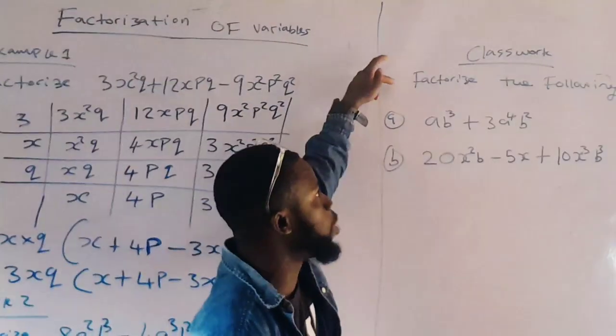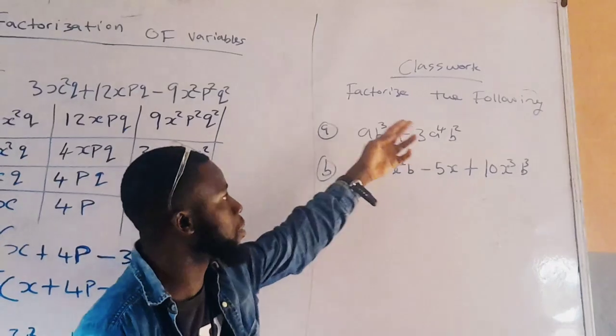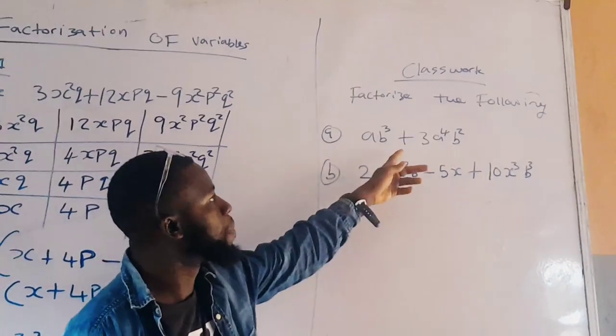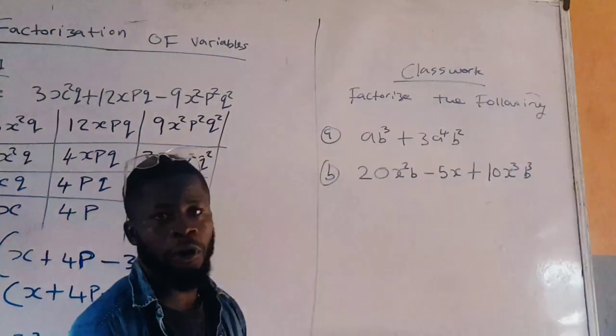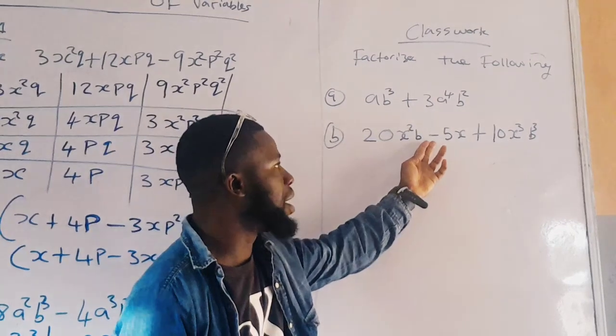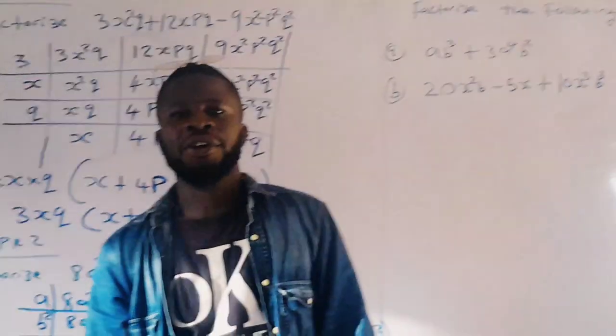I also want you to attempt this classwork. Factorize the following: number one question, ab cubed plus 3a raised to power 4 b squared. And the second one is 20x squared b minus 5x plus 10x cubed b cubed.